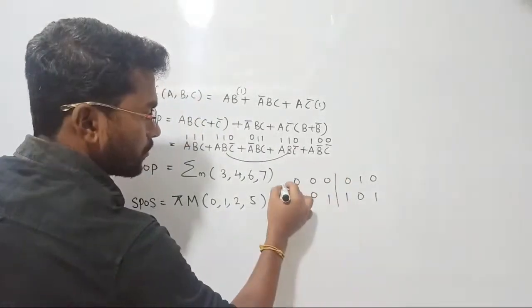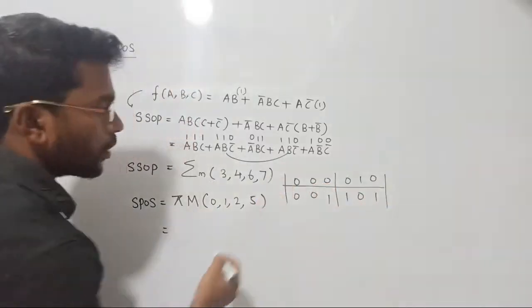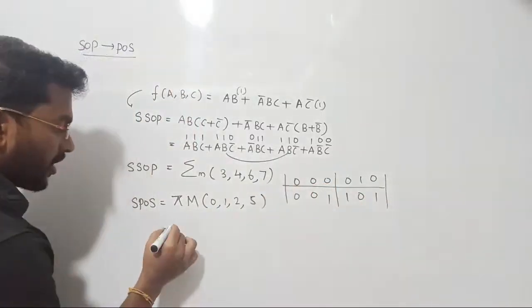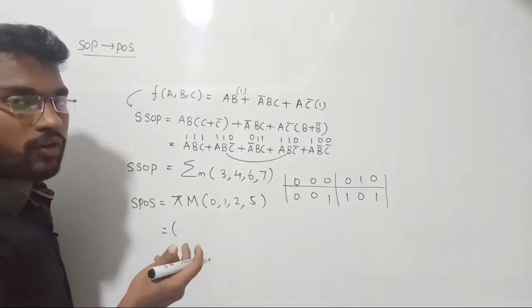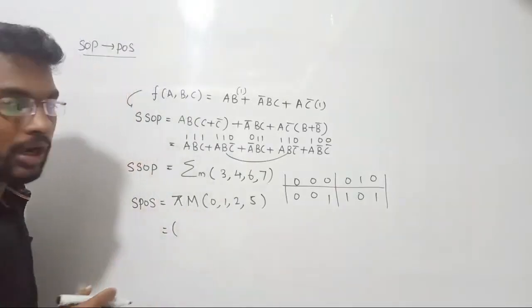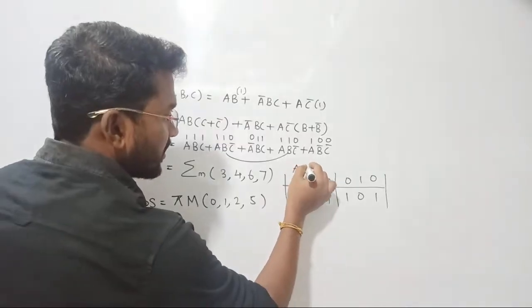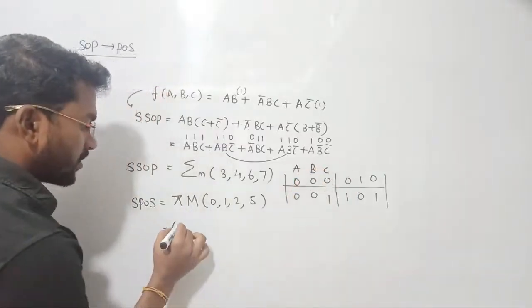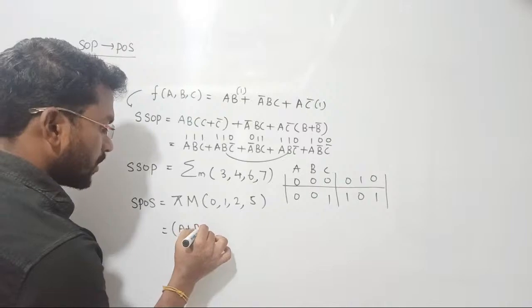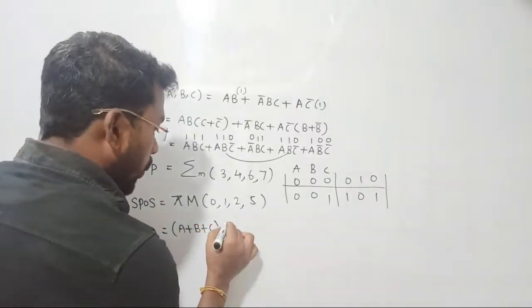Let's write its equivalent variables. Okay, fine, 0, 0, 0 is its equivalent variable. In max term, we have to perform the OR operation first, and then we perform the AND operation. Anyway, 0, 0, 0 is acceptable, such that we can directly write A plus B plus C as the first factor.